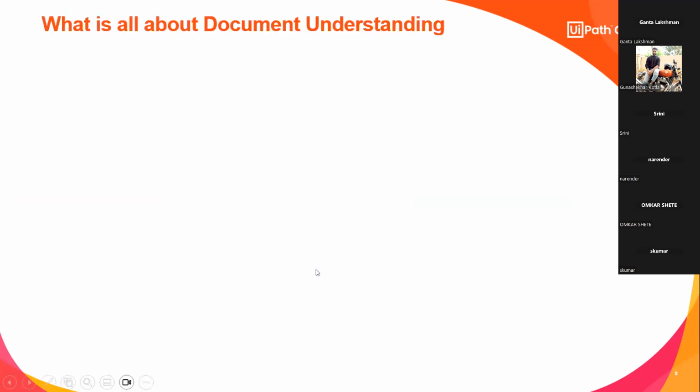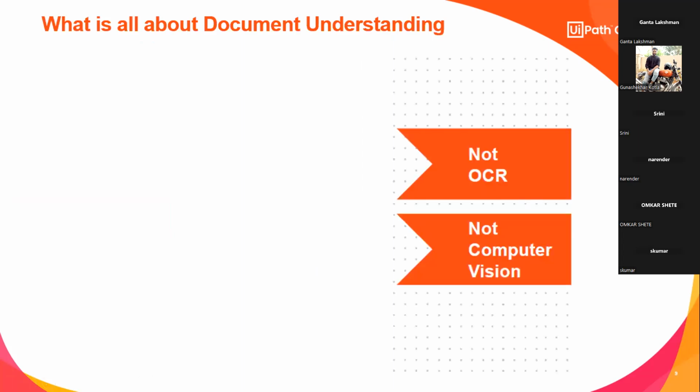So what is document understanding actually? When we say document understanding, you all think that it is OCR, that it will do an OCR kind of thing. But think about one thing: if it is OCR, it will read only the text. It will not understand the document type or anything. And it cannot be computer vision either, because computer vision detects images and objects within images.